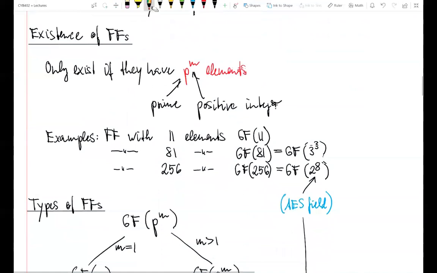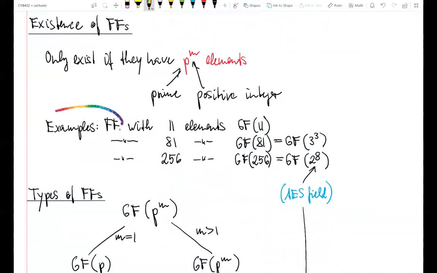Examples for finite fields: if we choose p to be 11 and m to be 1, we get Galois field 11. If we choose 3 to the 4, 3 is a prime number, and m is a positive number, it doesn't matter. We have Galois field 81, or you just leave it like that.